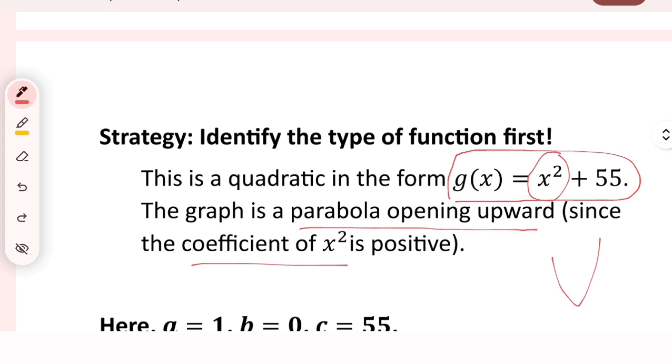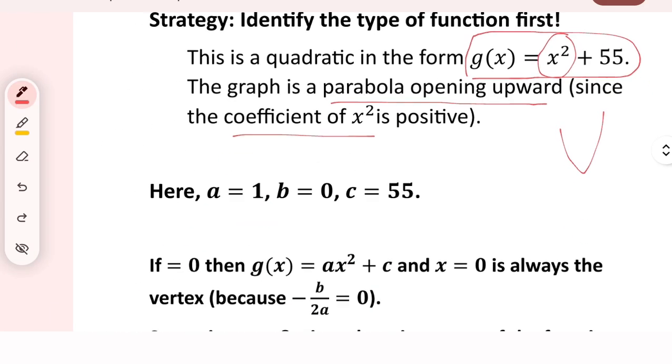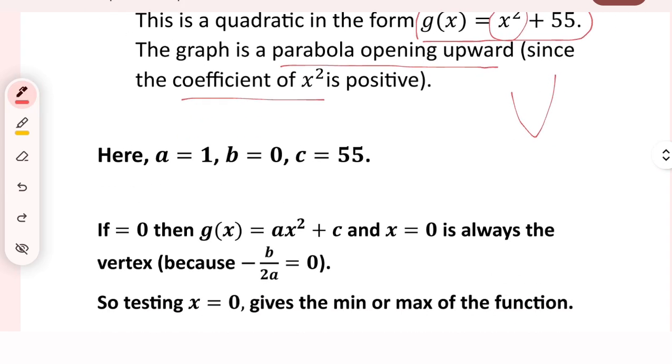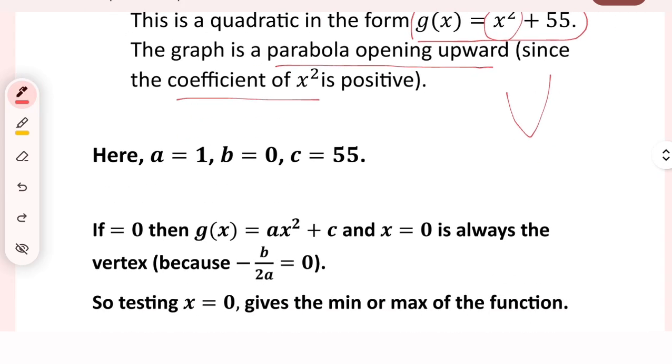That is the form of the parabola. So the parabola has a quadratic equation. The equation is g of x is equal to x squared plus 55. If it is a quadratic equation, that means it must have a, b, and c, right? Remember the quadratic formula? Minus b plus or minus the square root of b squared minus 4ac, divided by 2a.